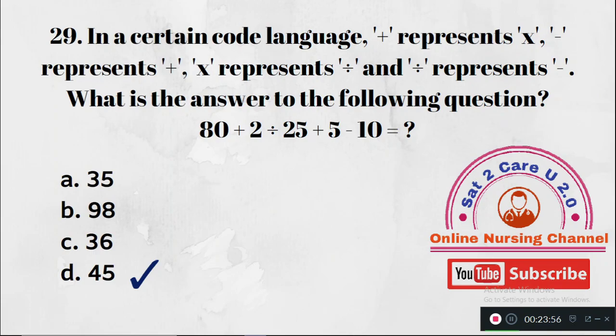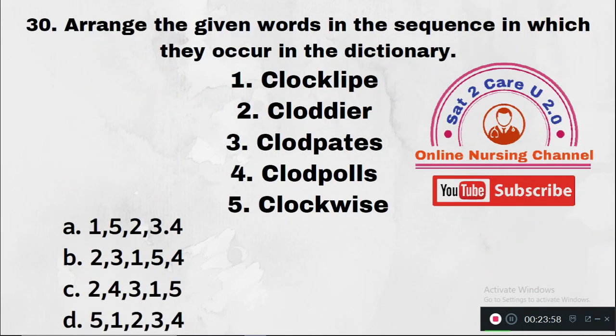Now let's see question number 30. Arrange the given words in the sequence in which they occur in the dictionary. Option A, clock light. B, cloudier. You have five words. Arrange these five words in the order in which you find them in the dictionary. So which one do you think will be right?